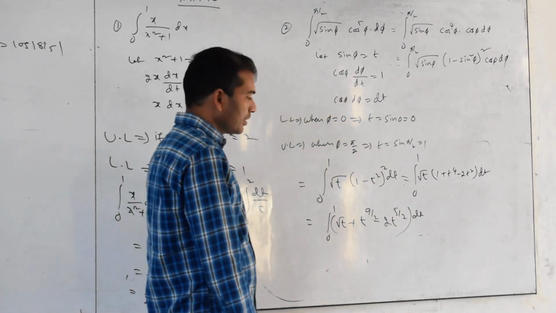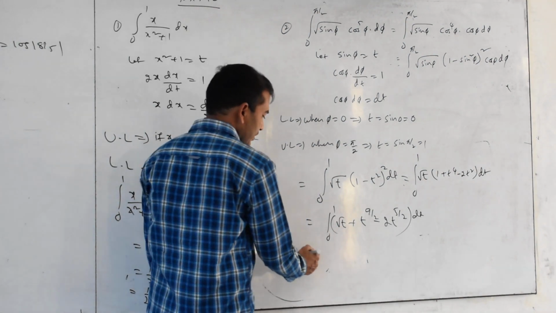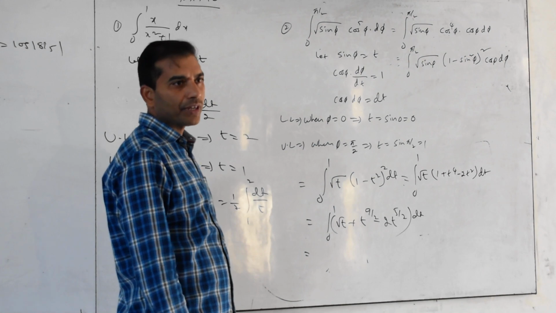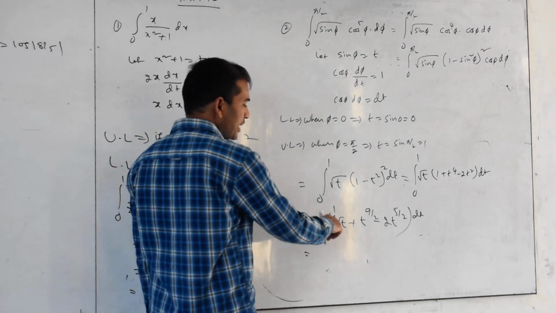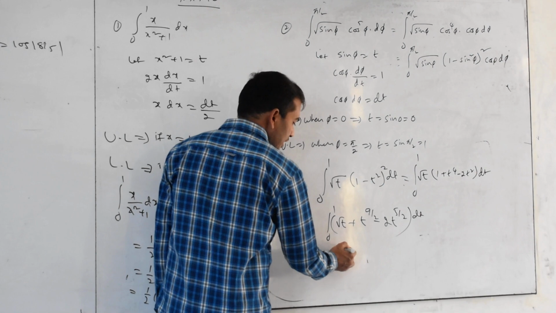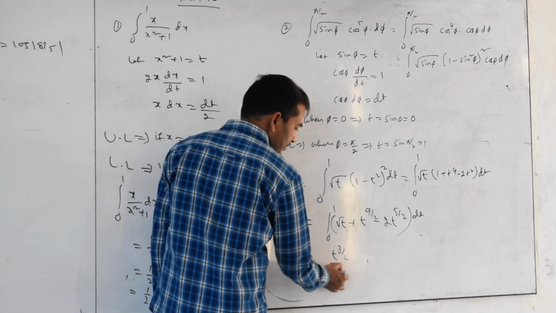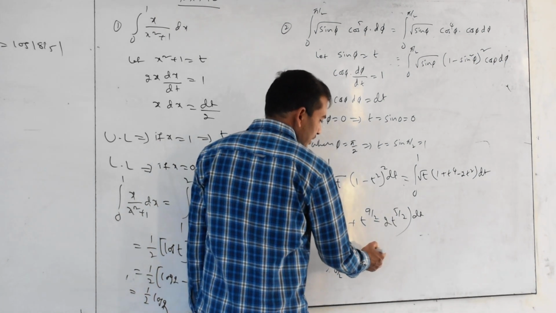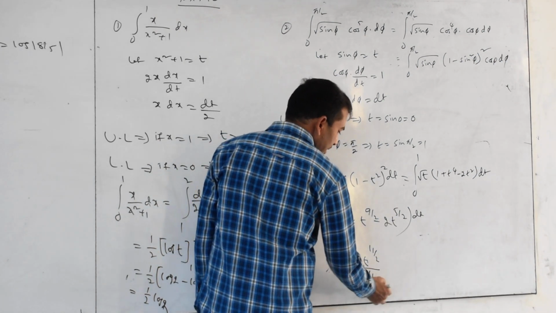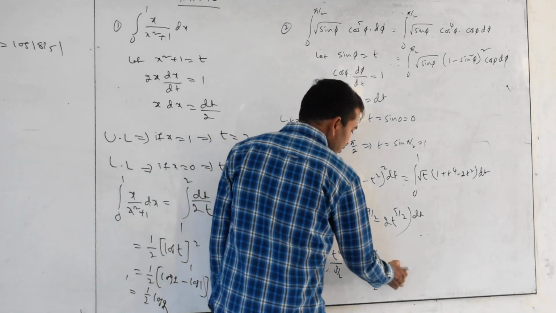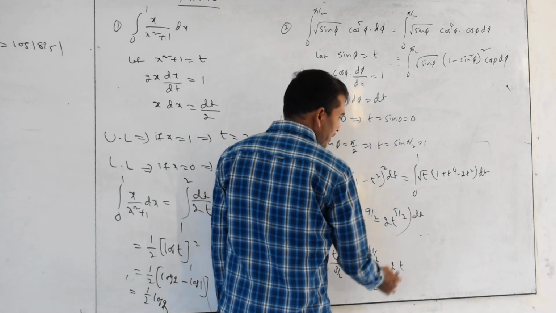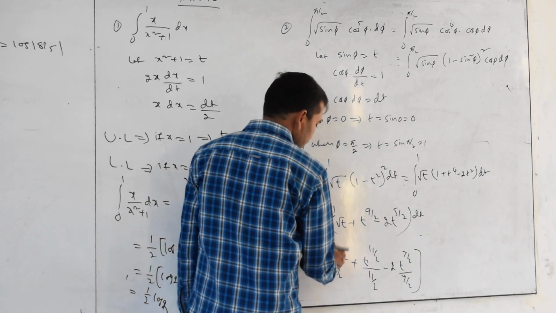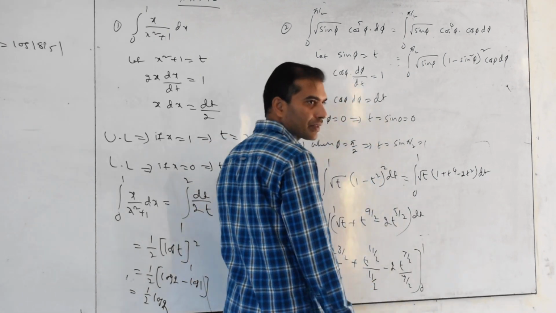Now integrate using x power n integrates to x power n plus 1 by n plus 1. The integral of t power 1 by 2 is t power 3 by 2 by 3 by 2, plus t power 9 by 2 plus 1, 11 by 2, by 11 by 2, minus 2 t power 5 by 2 plus 1, 7 by 2, by 7 by 2, with limits 0 to 1. Okay.